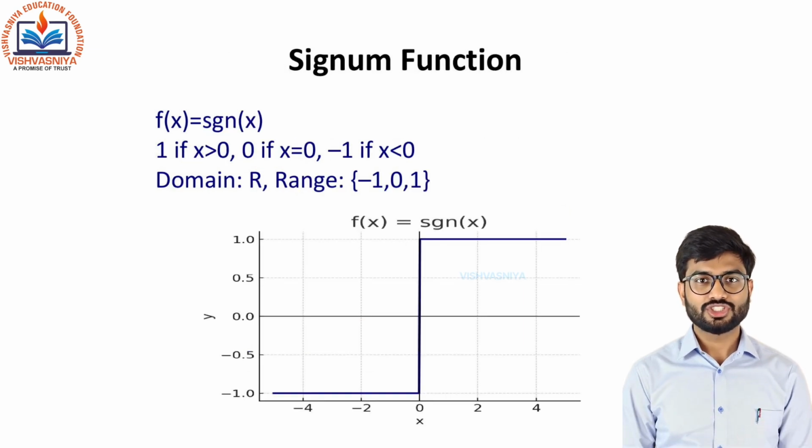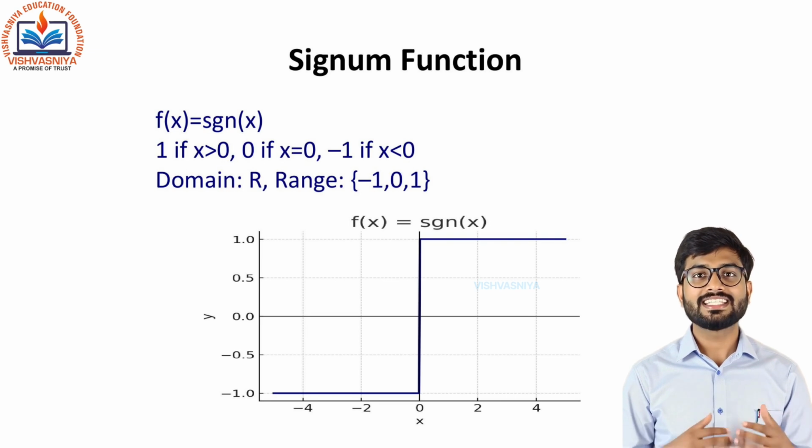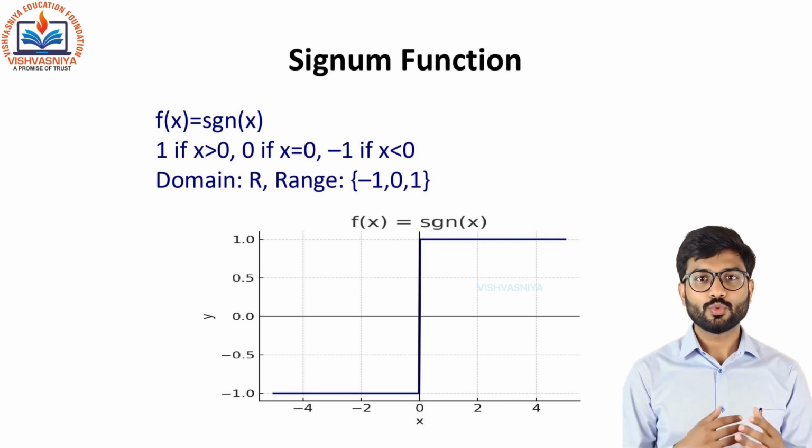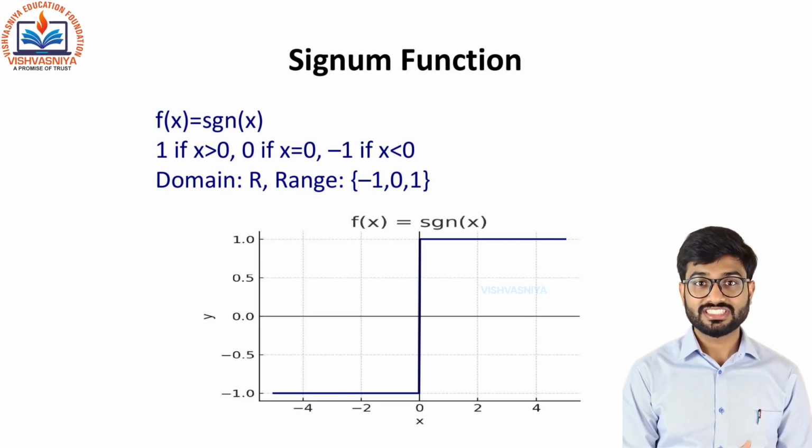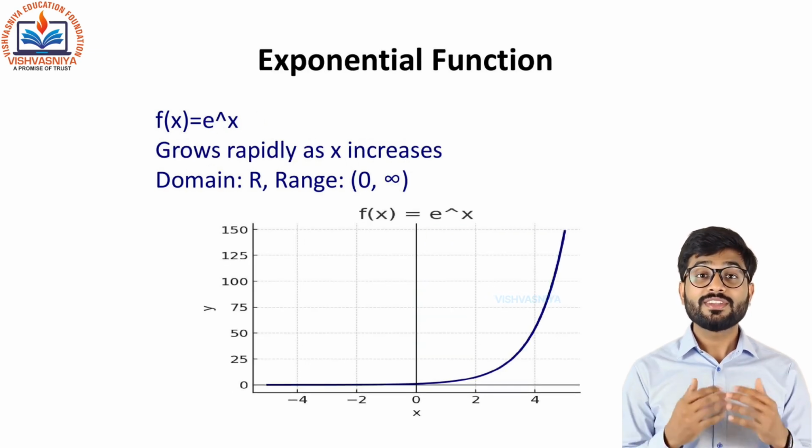The signum function tells us the sign of a number. It gives 1 when x is positive, 0 when x is 0, and minus 1 when x is negative. So we say f(x) is equal to signum of x, domain all real numbers, range minus 1, 0, and 1. Now to the exponential and logarithmic functions.